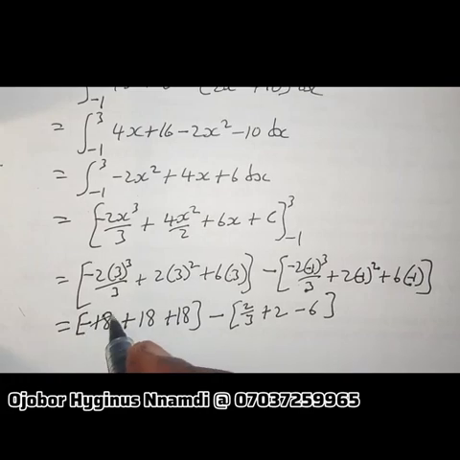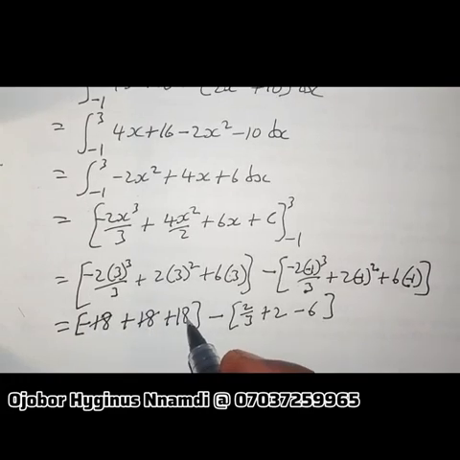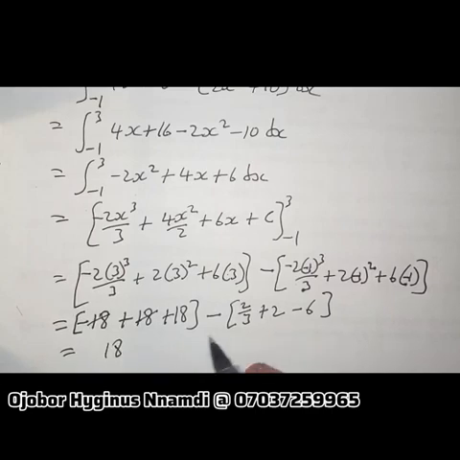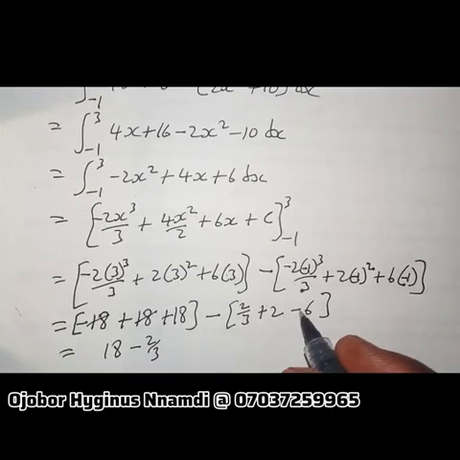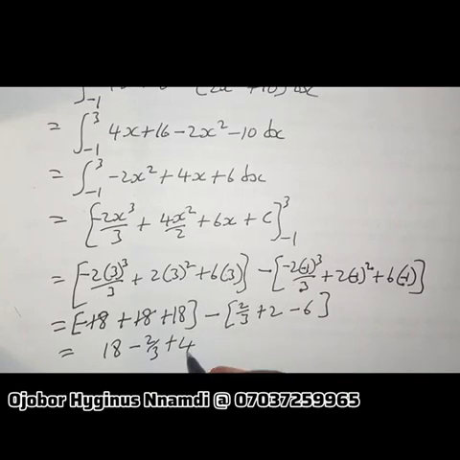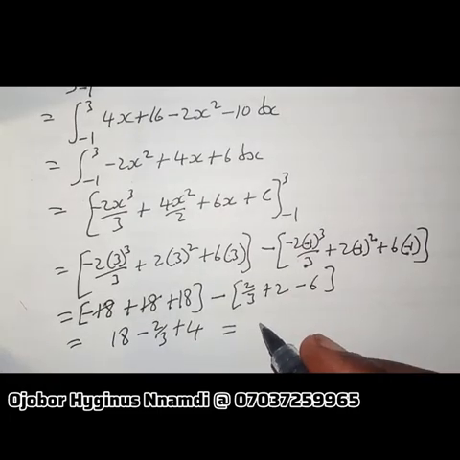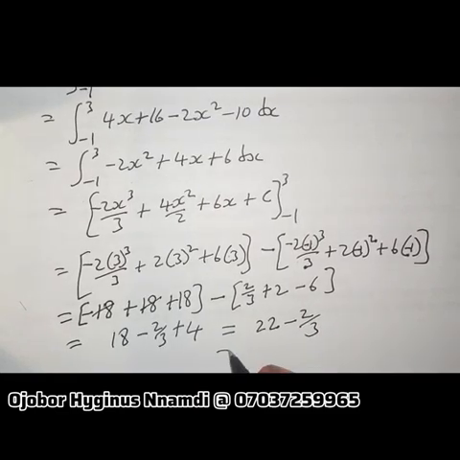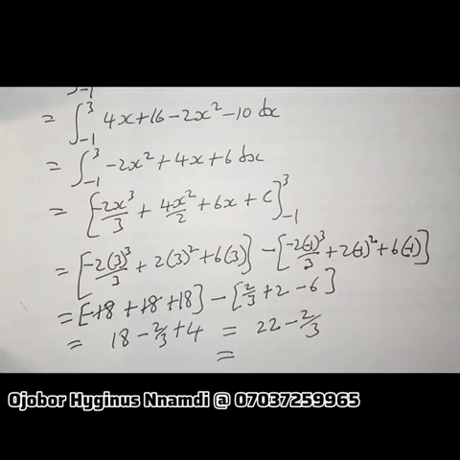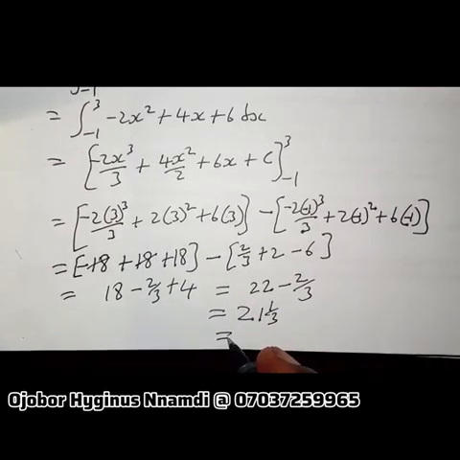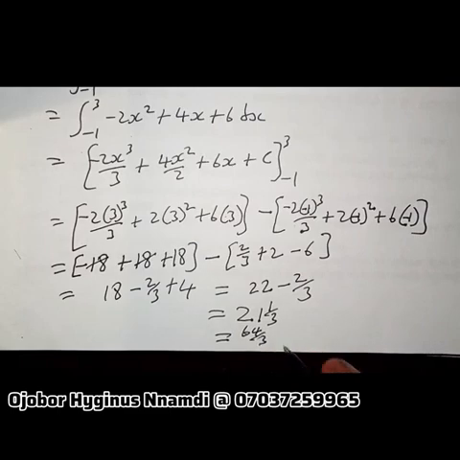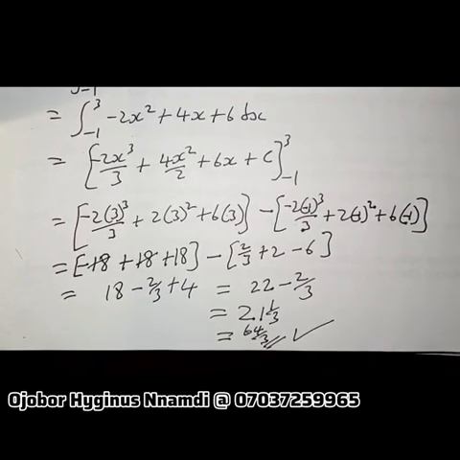Simplifying further, minus 18 will cancel 18 because 18 minus 18 is 0. So we're left with 18 here. And 2 minus 6 is minus 4. So what do we have? We have 18 minus 2 over 3 minus 4. 2 minus 6 is minus 4, times this minus is plus 4. And that will give us 18 plus 4 is 22 minus 2 over 3. And 22 minus 2 over 3 is 21 and 1 over 3, which is equal to 64 over 3. And that is the answer to this question. See you in our next class.